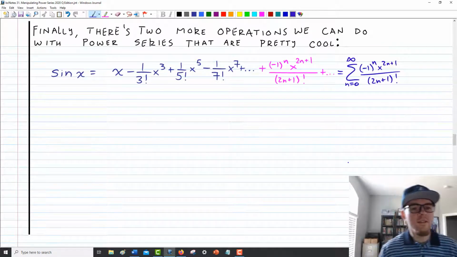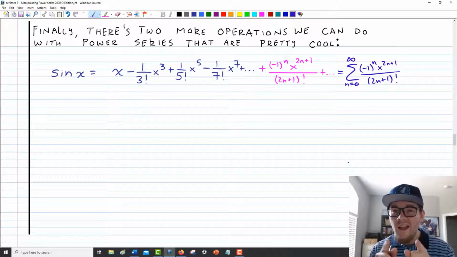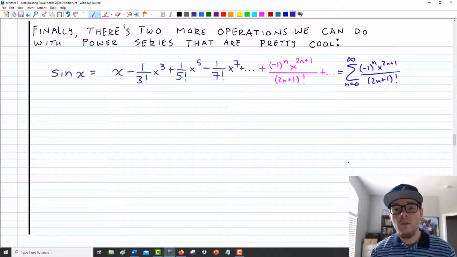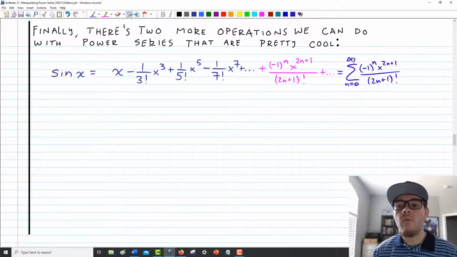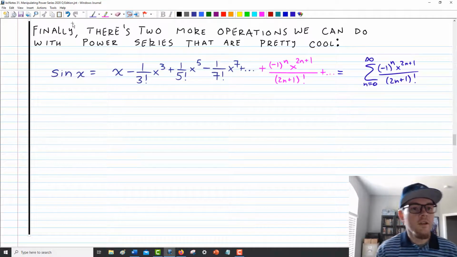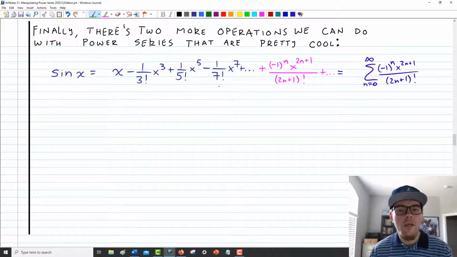Okay, so as it says at the top, there's 2 more operations we can do with power series that are, quote, pretty cool. And it says it in writing in ink on the screen, so you know it's true. So these last 2 operations are ones that you didn't know until you entered calculus for the first time. Truthfully, the operations we're going to look at are differentiation and anti-differentiation. And I submit that you're going to be able to work with these really easily and cleanly in just a bit.